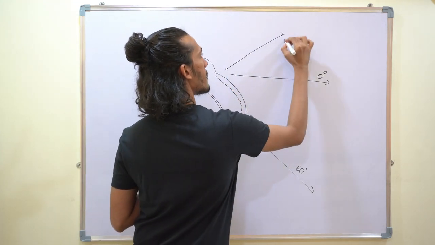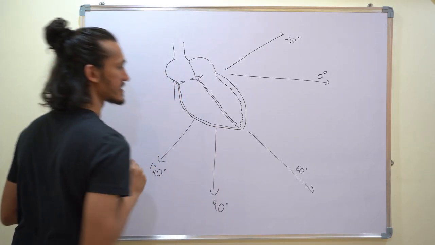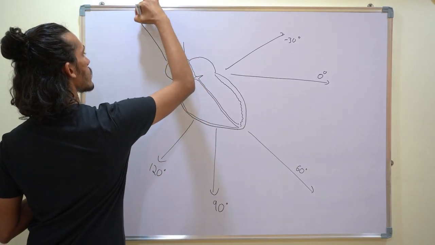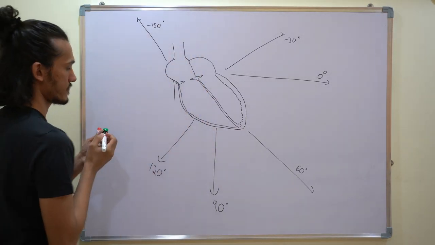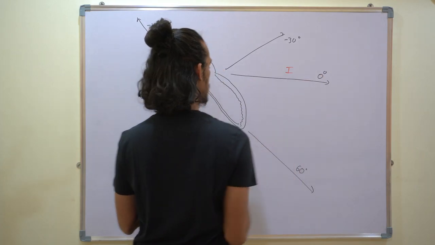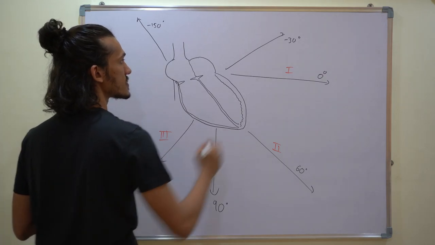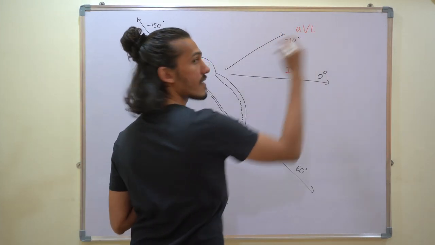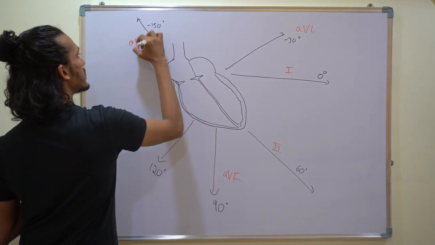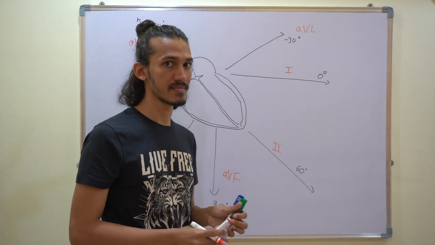Next up is AVL. That would be minus 30 degree. Then AVF would be 90 degree. Then AVR would be minus 150 degree. So these would be lead 1, lead 2, lead 3. This would be AVL. This would be AVF. This would be AVR. So we got all these 6 leads.